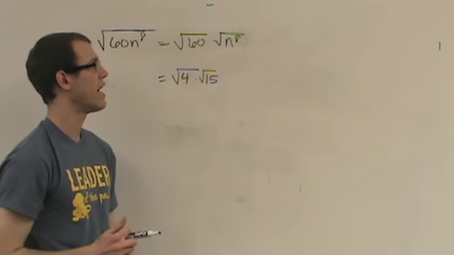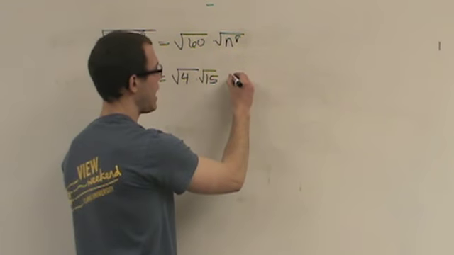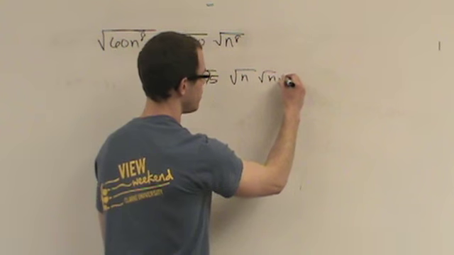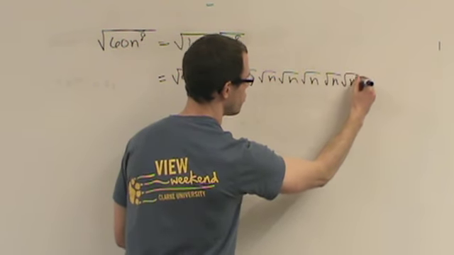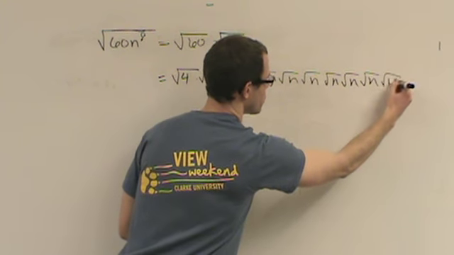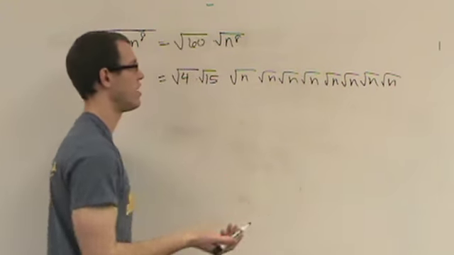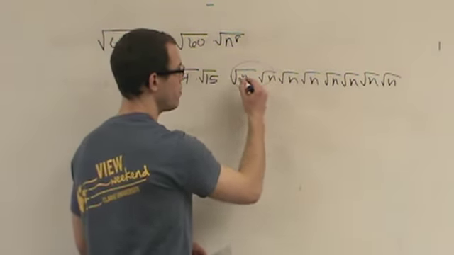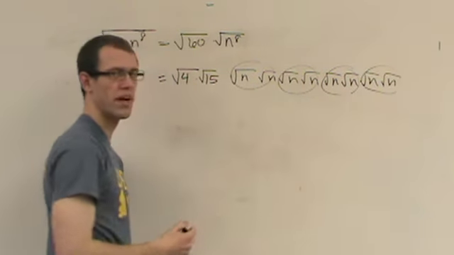And now we have square root of n to the 8th. So that's 8 square roots of n. So n, square root of n, square root of n, square root of n, square root of n, square root of n, square root of n, square root of n. So 1, 2, 3, 4, 5, 6, 7, 8. And hey, now we have to simplify by finding our pairs. So here's a pair, there's a pair, and there's a pair. We have 4 pairs of n's.